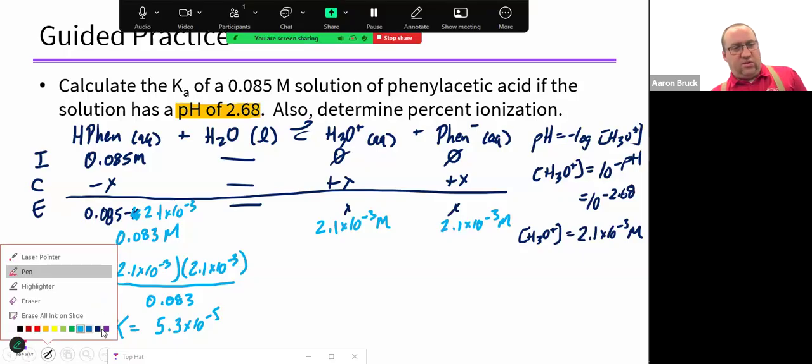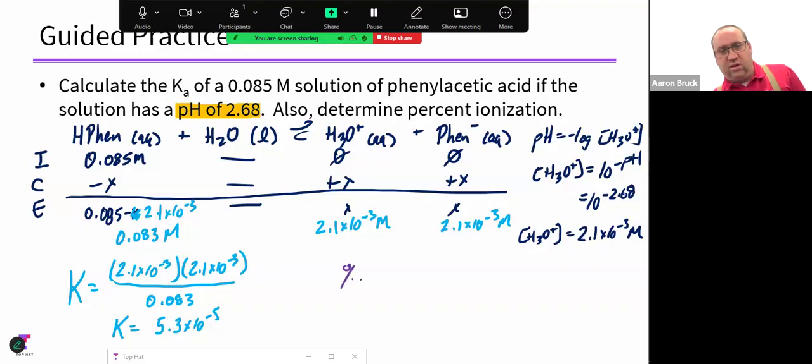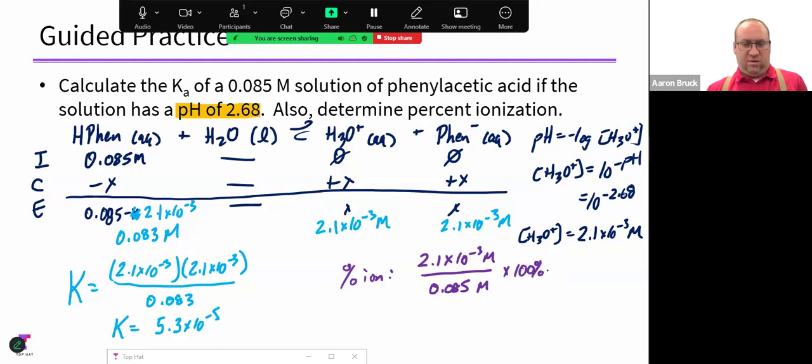Now we need to do the percent ionization calculation. 2.1 times 10 to the negative third for the concentration of the hydronium, 0.085 as the initial concentration of the acid. Put those together, so 2.1 times 10 to the negative third divided by 0.085, multiplied by 100%. The two significant figures, 2.5% ionized.